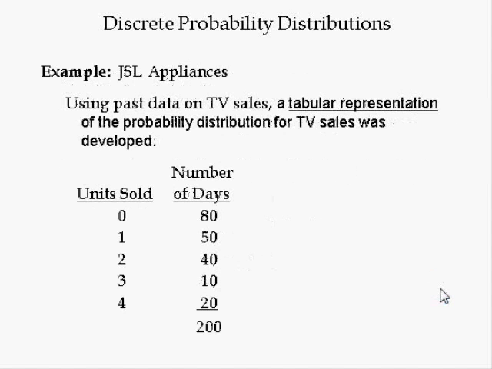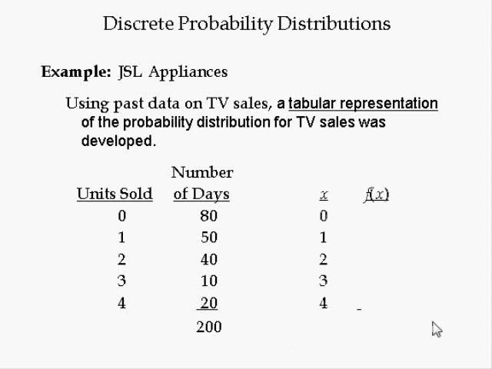In this example, past data on TV sales is used to build the frequency table, and then we use these to compute relative frequencies, which we interpret in this chapter as a discrete probability distribution for TV sales. According to the frequency table, JSL appliances sold 0 TVs on 80 of the previous 200 days, 1 TV on 50 of the previous 200 days, 2 TVs on 40 of the previous 200 days, 3 TVs on 10 of the previous 200 days, and 4 TVs on 20 of the previous 200 days.